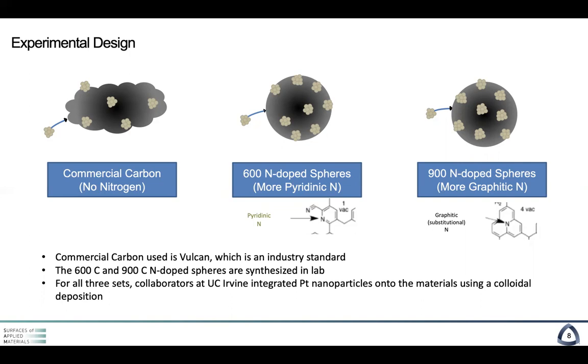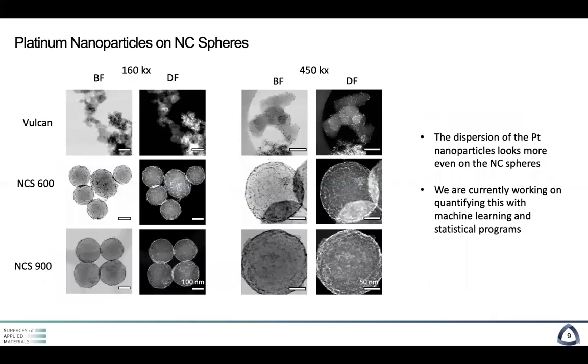For all three sets, the platinum is dispersed onto these materials by collaborators at UC Irvine, and they use a colloidal deposition. And here we have the platinum nanoparticles on the NC spheres. At the very top, you can see the Vulcan material, which is not spherical at all. It's kind of blobby looking. And you can see we have images at 100 nanometers and 50 nanometers.